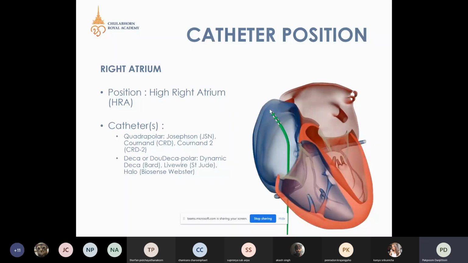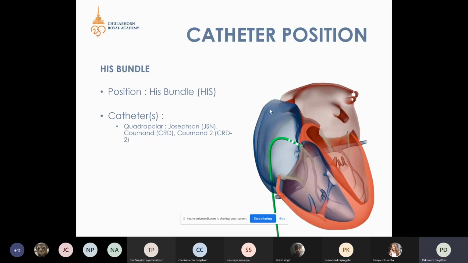And this catheter, as I said, we will place at the high right atrium to record the electrical activity from the RA in the direction of the high right atrium. And after that, we will have another diagnostic catheter to place at the area of the His bundle.